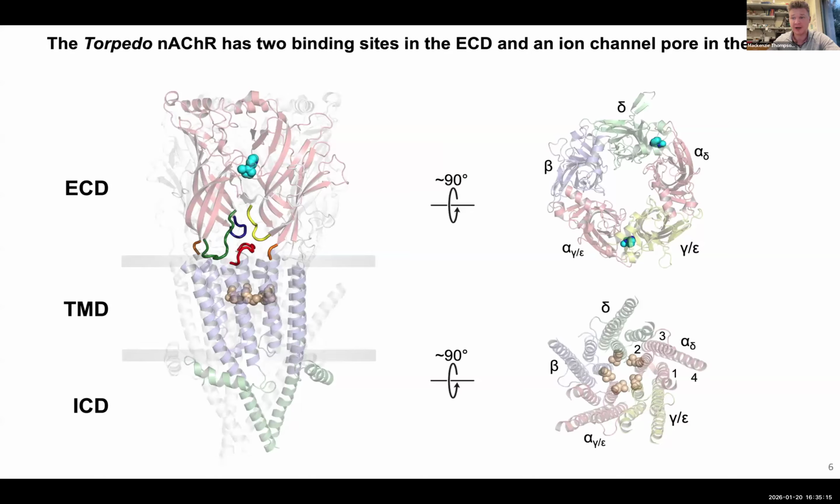So before I go into the efforts we've done to do this, I just want to briefly introduce the structure. This protein has three structural domains. There's this extracellular domain that contains the sites for agonist binding.